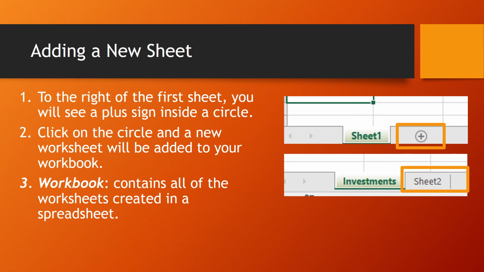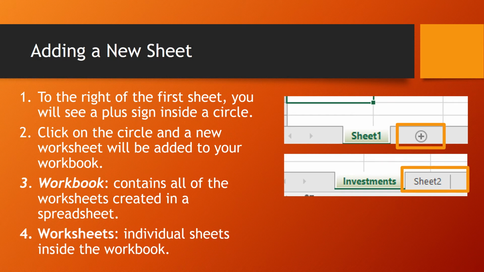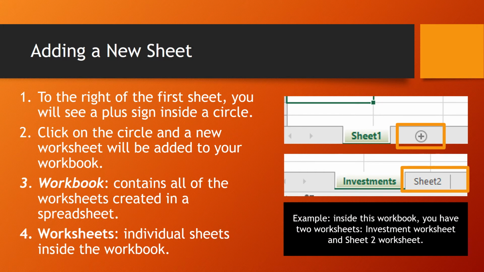The workbook contains all of the worksheets created in a spreadsheet. And a worksheet is the individual sheets inside the workbook. It is very similar to a book. You have a book that contains a lot of pages inside the book. A workbook in Excel contains a lot of worksheets inside the workbook. In this example, you have two worksheets, Investment Worksheet and Sheet 2.